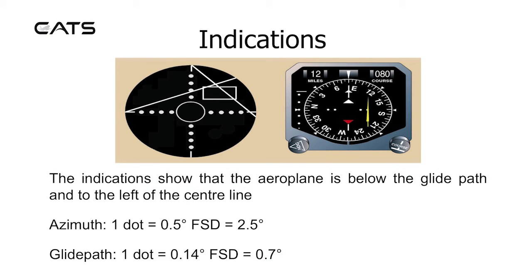ILS indications. The indications show that the airplane is below the glide path and to the left of the centreline. In terms of azimuth, 1 dot is worth 0.5 degrees, so a full-scale deflection of the needle is 2.5 degrees. For the glide path, 1 dot is worth 0.14 degrees, so a full-scale deflection is worth 0.7 degrees.